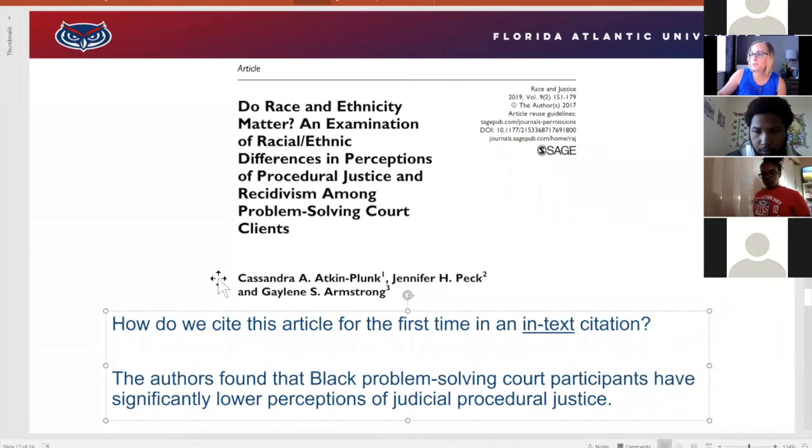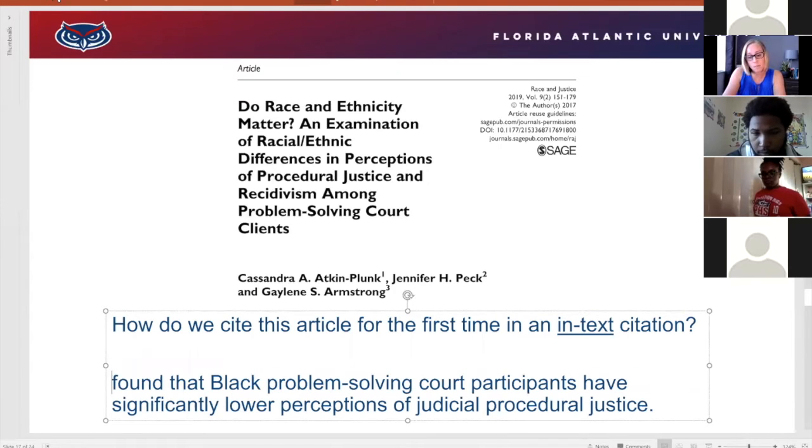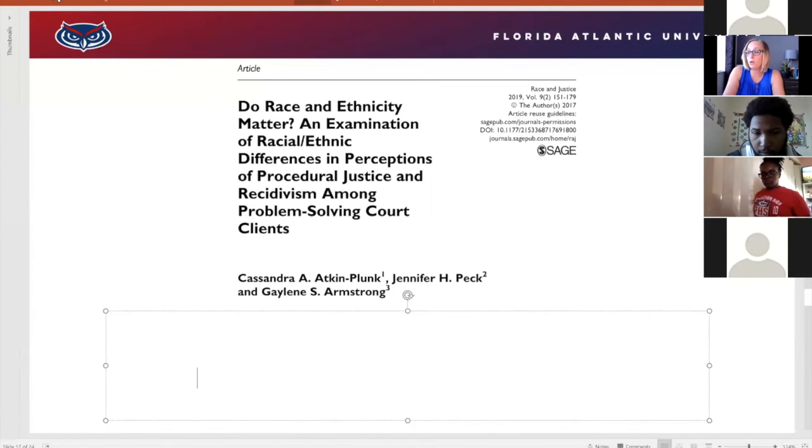Okay, so if we're citing this article, and now we're not going to go through the reference page citation for this, but we're just going to talk about how we would cite it in the actual text. So when you have more than 2 authors, anywhere between 3 authors and 20 authors, and in criminal justice articles, it would be very, very rare to find anything with more than like 5 authors. So if we were going to cite this as Atkin, Plunk, Peck, and Armstrong, the very first time that you cite a source that has more than 2 authors, you list all of the authors.